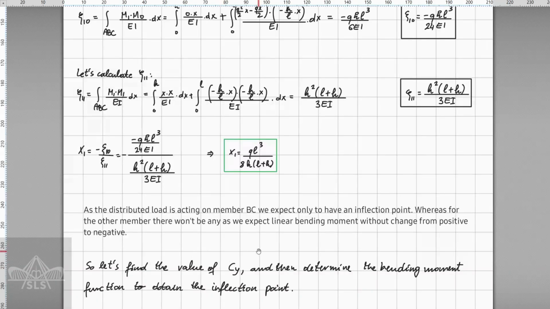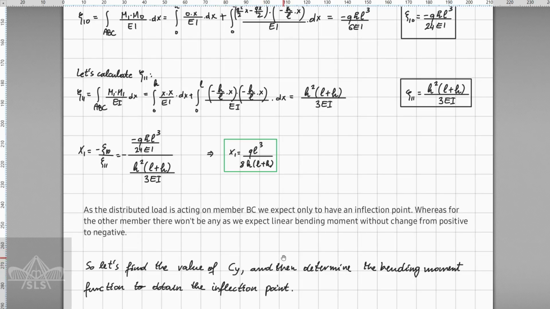As the distributed load is acting on the member BC, we expect to have only one inflection point, whereas for the other member there won't be any, as we expect a linear bending moment without any change from positive to negative. But of course, if someone wants to try it on their own, they can do it, and they are going to get a result that there is not any inflection point.